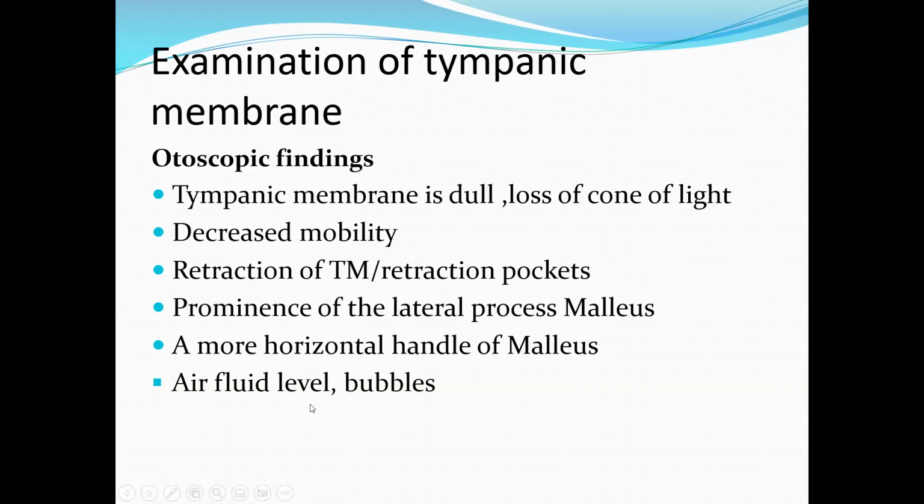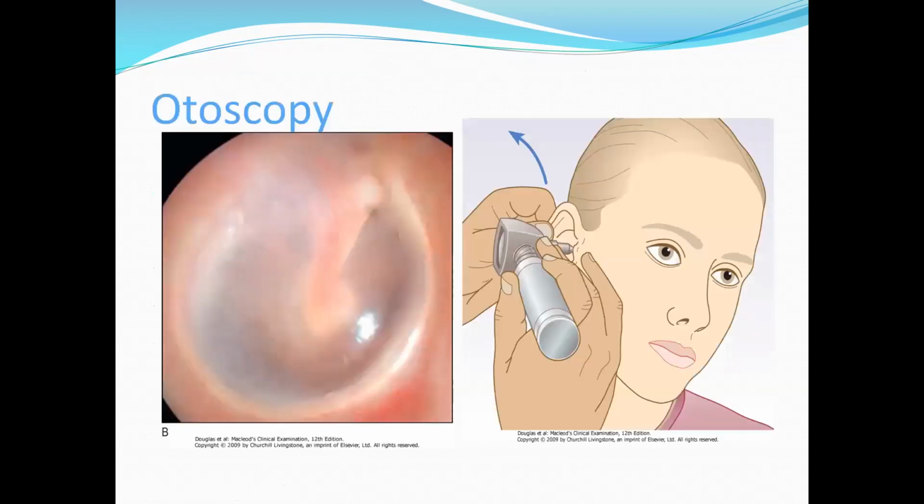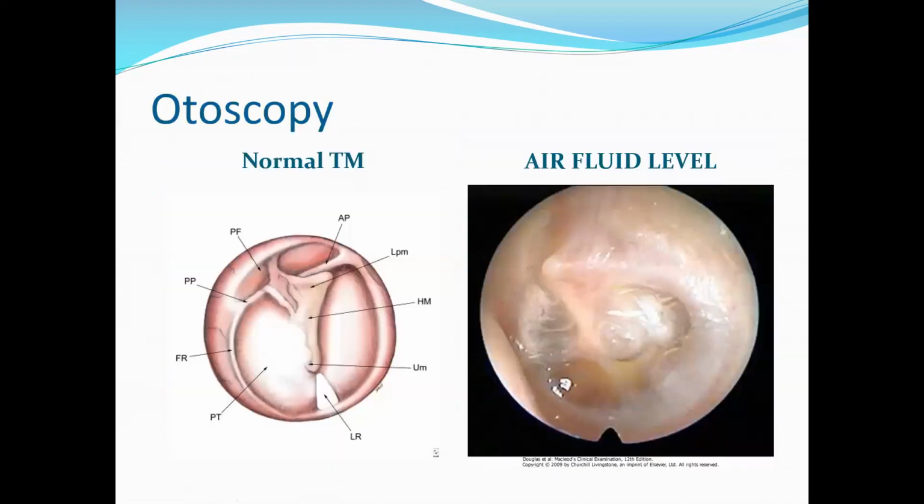Sometimes when air enters the middle ear, it is mixed with the fluid and there will be air bubbles or an air fluid level. Now this is otoscopic examination. This is a normal tympanic membrane. This is the cone of light. And this is the lateral process of malleus. This is the handle of malleus. So a shiny tympanic membrane is the normal tympanic membrane.